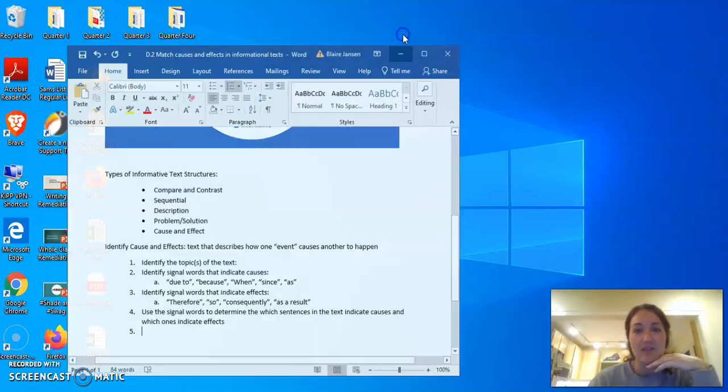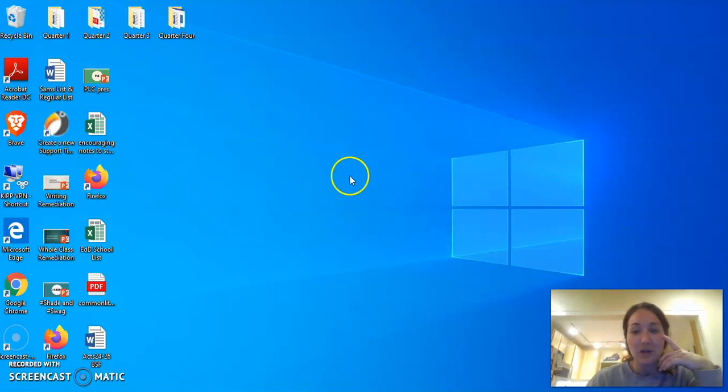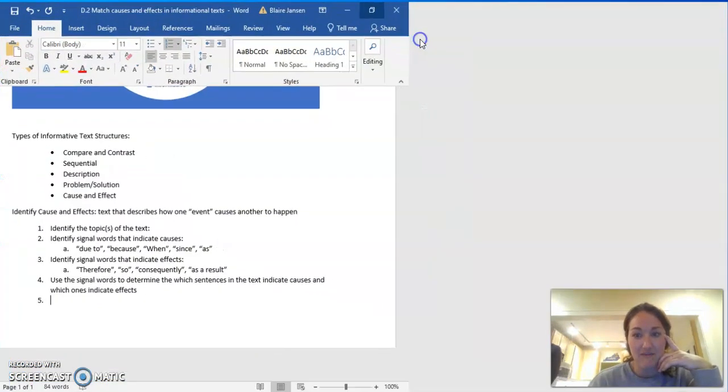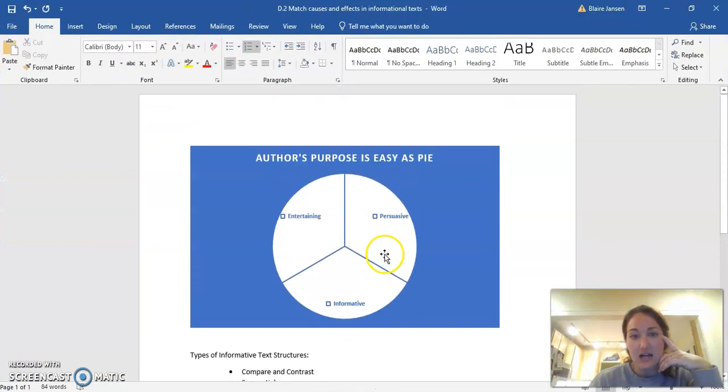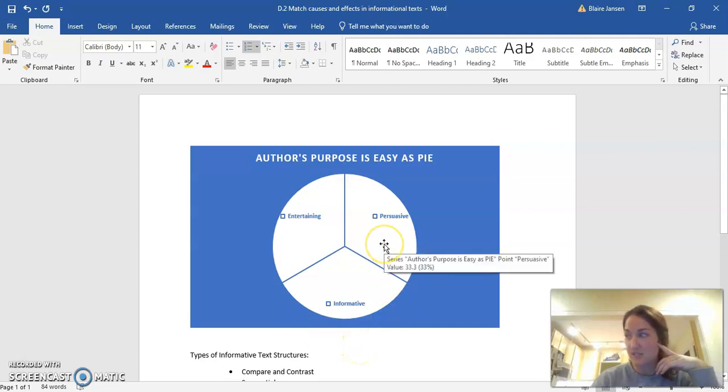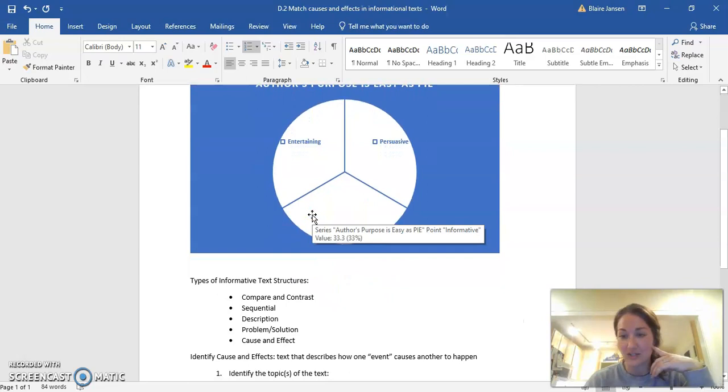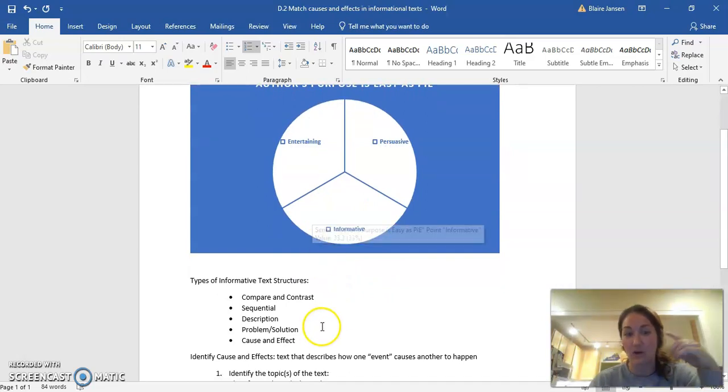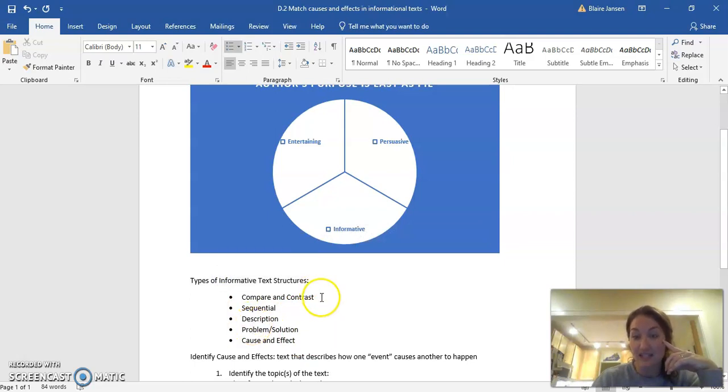So take a moment now and just make sure that you're familiar with your note-taking chart, which has now disappeared. Love that. Here it is. Up here in the top, remember we have 3 main types of writing. We have persuasive writing, informative writing, and entertaining writing. We've already grounded ourselves in this concept that we're focusing only on informative text, which has 5 main types: compare, contrast, sequential, description, problem solution, cause and effect.